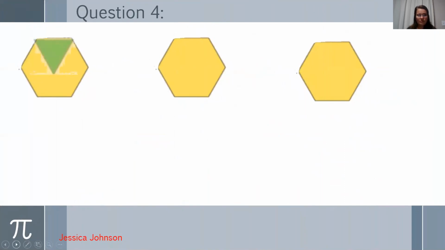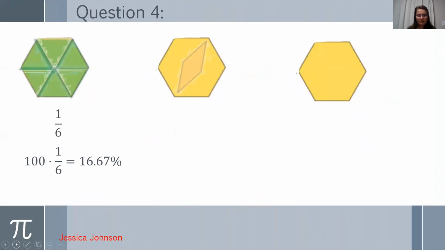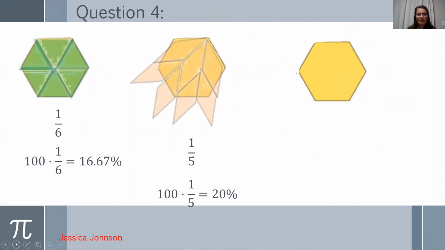A triangle will go into a hexagon 1 out of 6 times. This gives us our fraction of 1/6. Multiply it by 100 and you get 16.67%. A tan rhombus will go in 1 out of 5 times, giving us our fraction of 1/5. Multiply by 100 and you get 20%, which is equivalent to 19.2%.